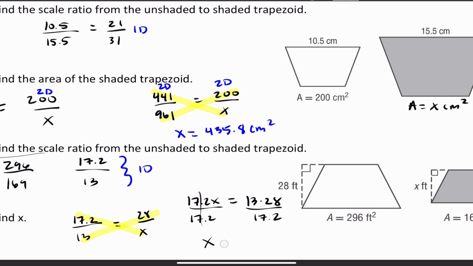Which is approximately 21.2, or you can say 21.16, or maybe you could say 21. It doesn't tell you to round, but let's just say 21.2 square feet. And there you have it.